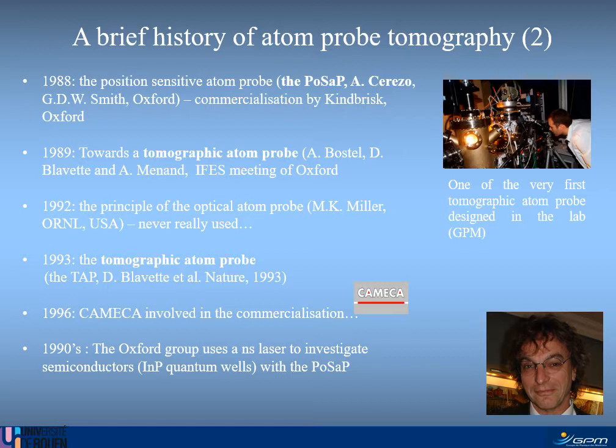1989, a second design of 3D atom probe was proposed by Alain Bostel, Didier Blavette, and Alain Menand in 1989. This was shown at the IFES meeting of Oxford, so in 1989. 1992, a third type of 3D atom probe was proposed by Mike Miller, but in fact this optical atom probe, which was the name of this type of 3D atom probe, was never really used.